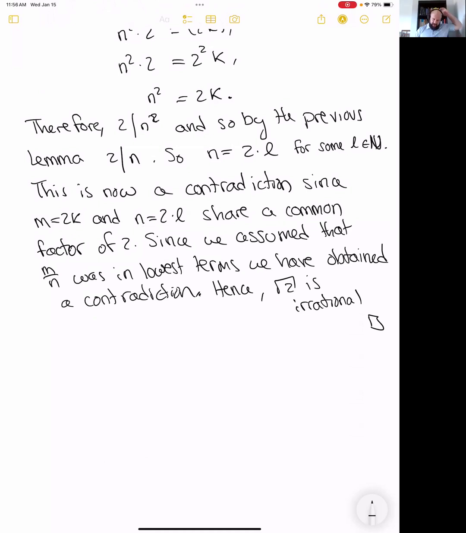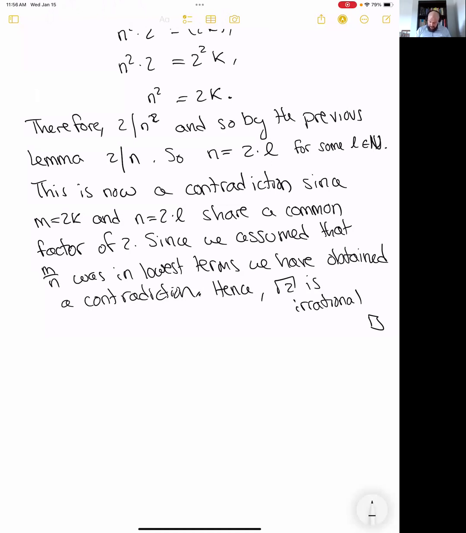I love this proof. It's a very subtle contradiction. We assume that the fraction is in lowest terms, we go through this argument and we find out that both m and n must be divisible by 2, so the fraction's not in lowest terms, right? It's a little bit subtle, but it's a nice example of a proof by contradiction. And so square root of 2 is irrational. There must be no way to write it as a fraction since we get this contradiction.